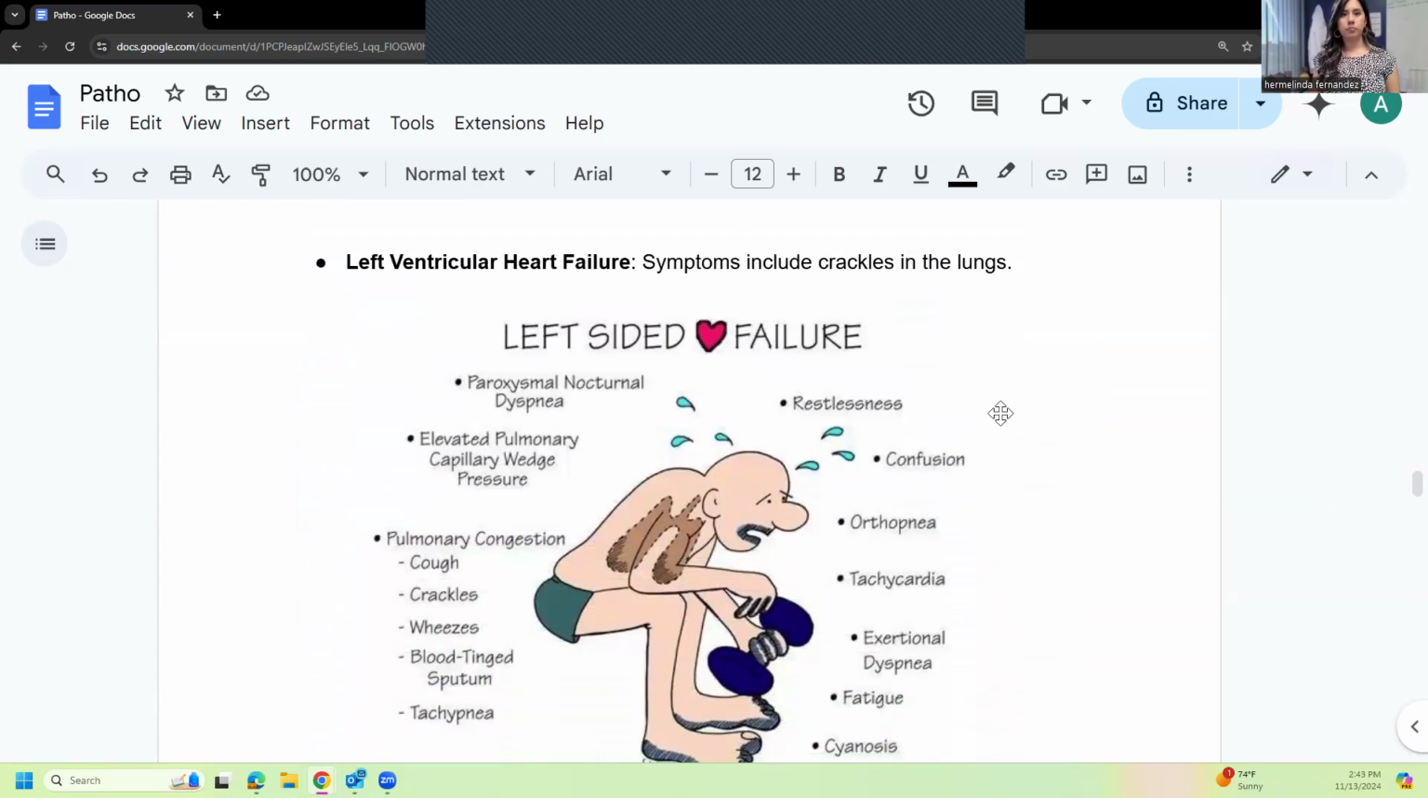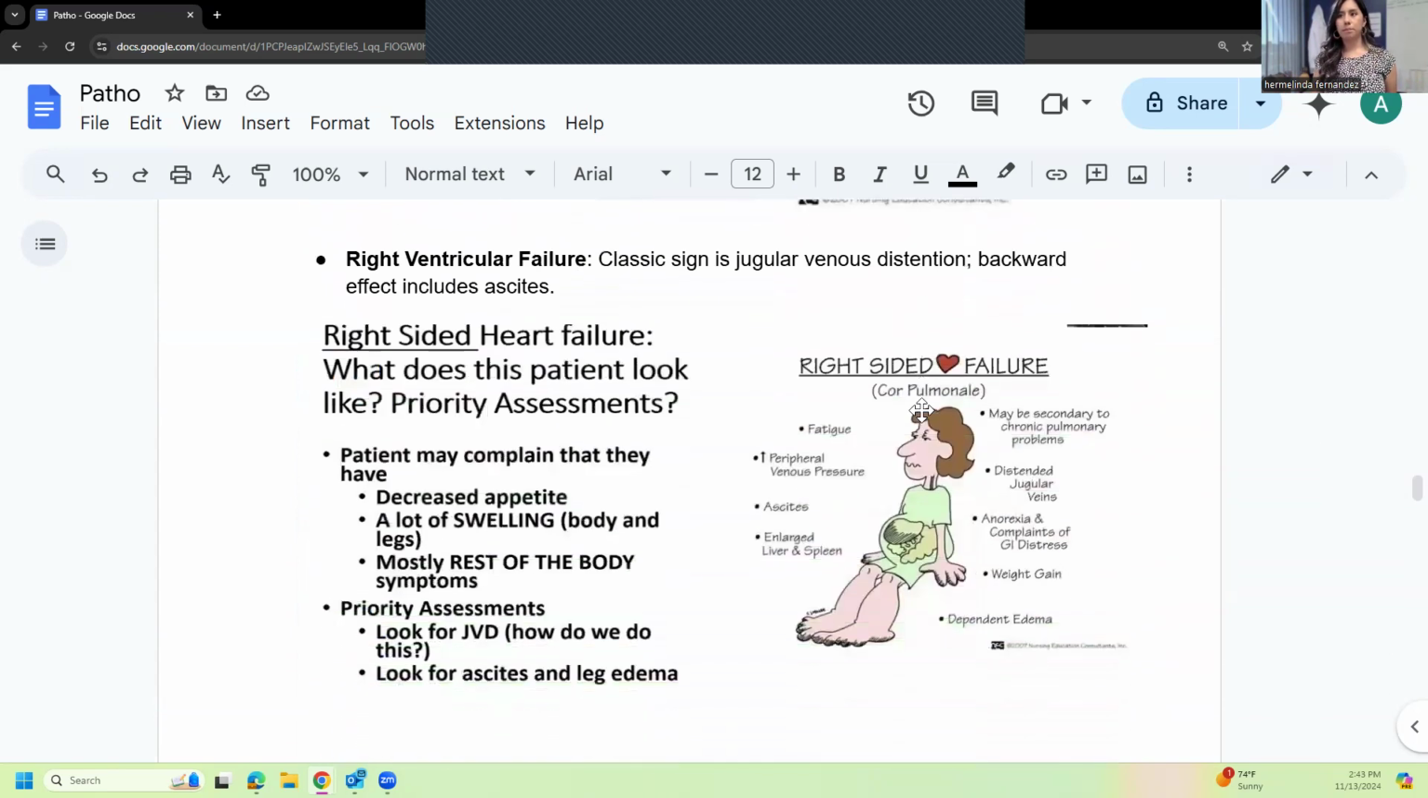Now, we have left ventricular heart failure. Some of the symptoms would be crackles in the lungs. So let's just say you're taking a deep breath and you hear those crackles in the lungs, you know that it's going to be left ventricular heart failure.